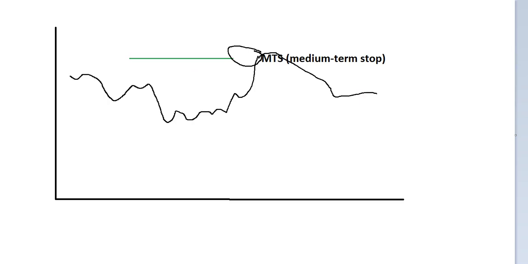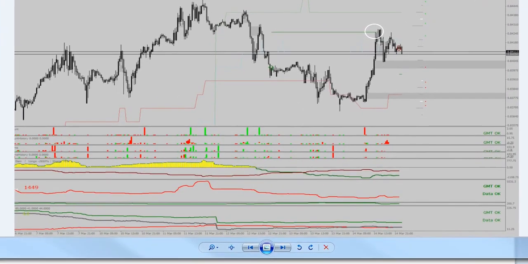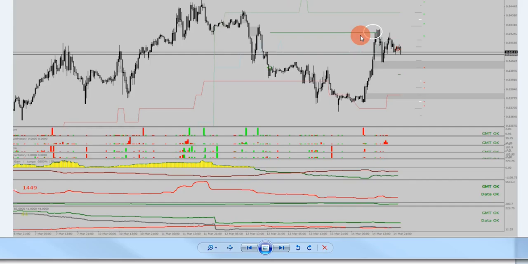Let's look at the real life example so you instantly see how this looks like. Here we go. Like here in euro pound on the 30-minute chart, we see the MTS. It becomes a target for the price, and as you can see, boom, the smart money goes for it, takes it out, and then often turns in the opposite direction, which we call post-stop hunt move. Okay?